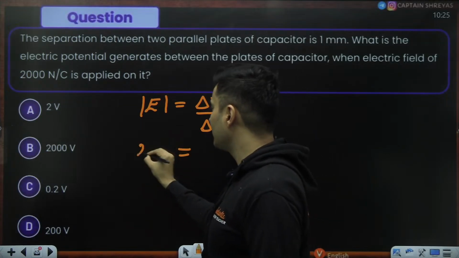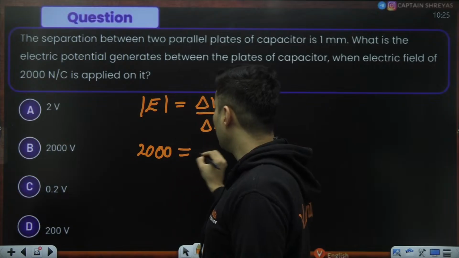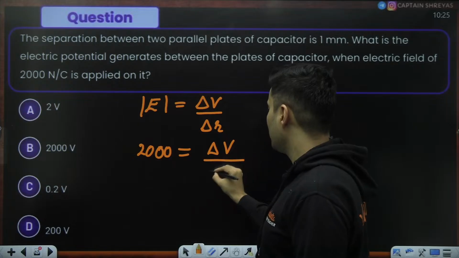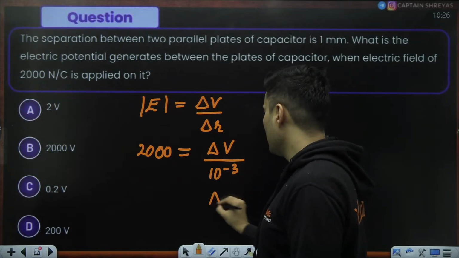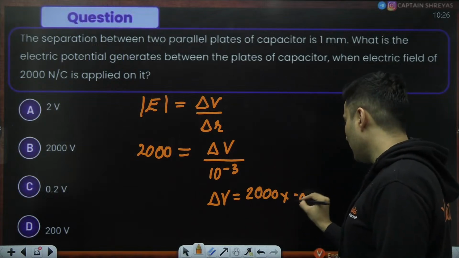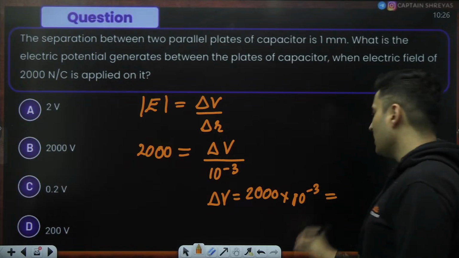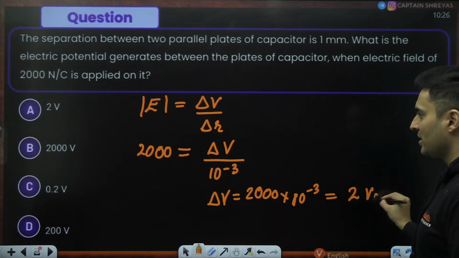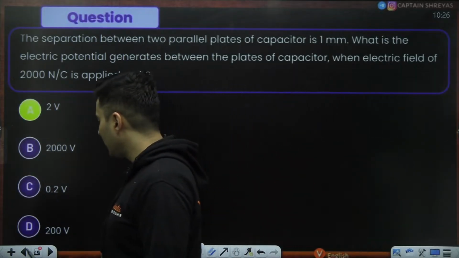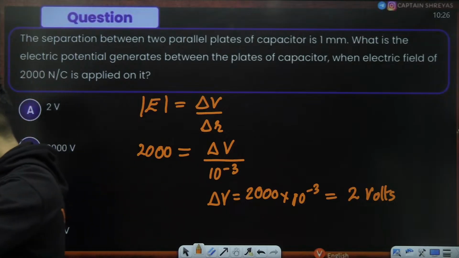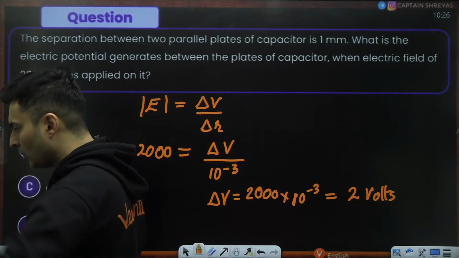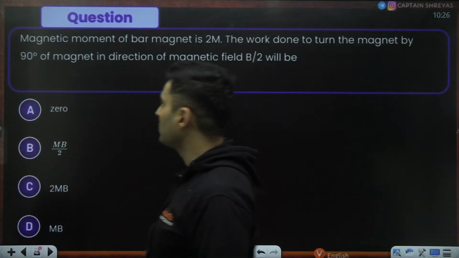So if the electric field itself is given to be 2000, the voltage difference is what is asked, and the separation is 1 millimeter, which is 10 to the power minus 3. So the voltage difference will be 2000 multiplied by 10 to the power minus 3, which is nothing but 2 volts. So the correct answer to this is option A. Perfect, 2 volts. Come on guys, I want everybody to spam the answer. Cool. Let's go to the next one on your screen.